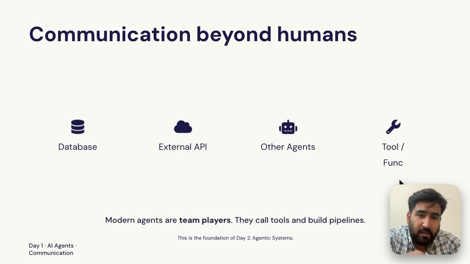Look at this example, a network diagram on your slide. The agent is also talking to databases, to APIs, to other agents, to tools. Modern agents are team players. They sit in the middle of the web of systems and they coordinate between them constantly.